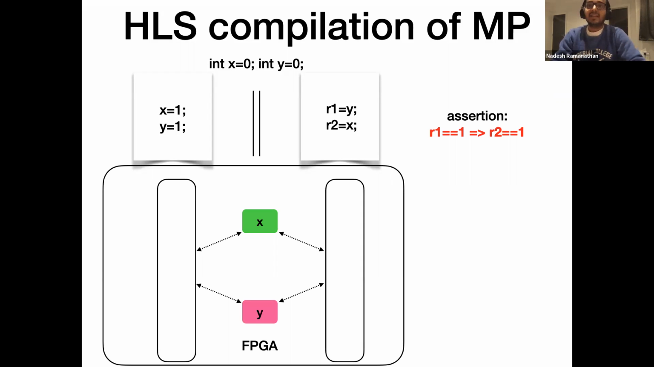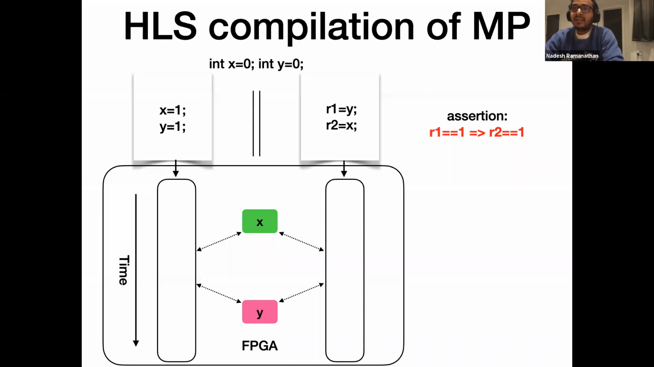So what happens in HLS? We want to compile this program into the FPGA, and the memory locations will be directly compiled. X and Y will be wired on chip, and each thread will then be wired to X and Y. For the entire talk, I will say time is going downwards. The HLS tool will compile the first thread as a store of X and then a store of Y, and on the other side, a load of Y and then a load of X.